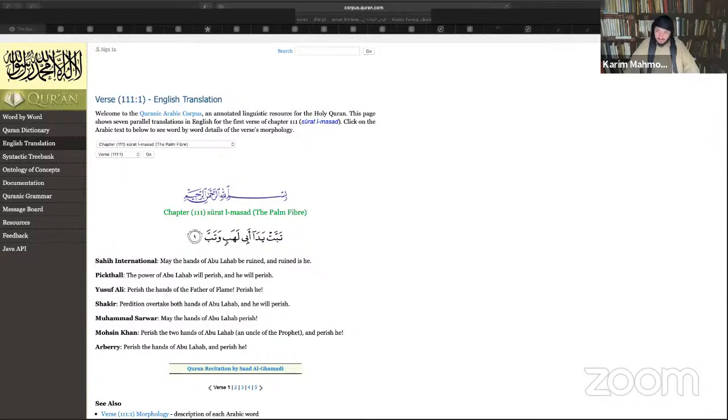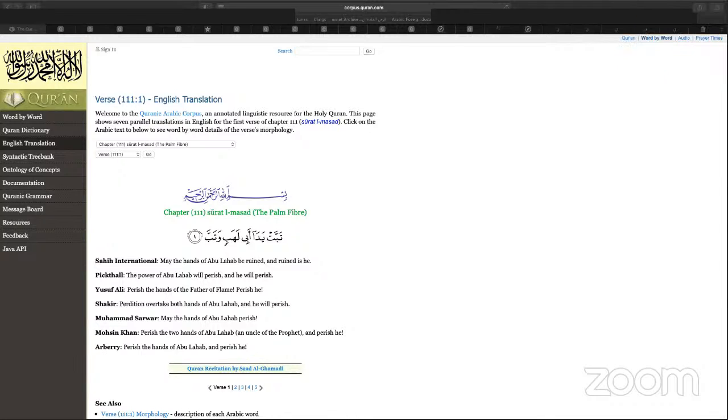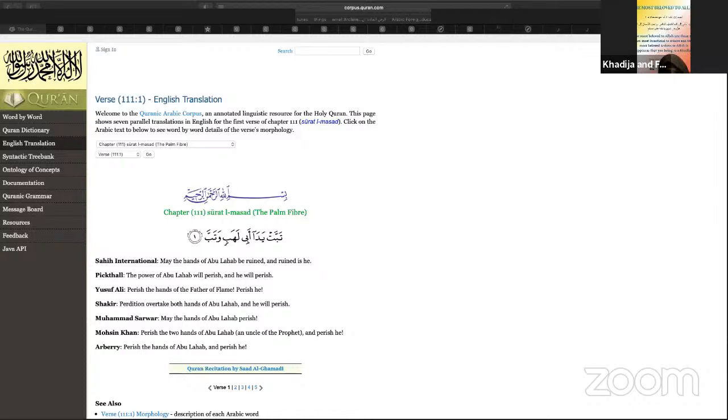The wife of Abu Lahab was putting the sticks, and the wife of Abu Lahab called the Prophet Muhammad sallallahu alaihi wasallam a liar, and she was putting the sticks at the door of Prophet Muhammad sallallahu alaihi wasallam.